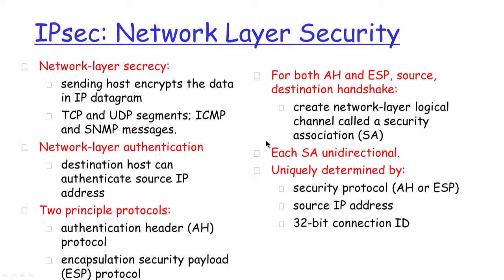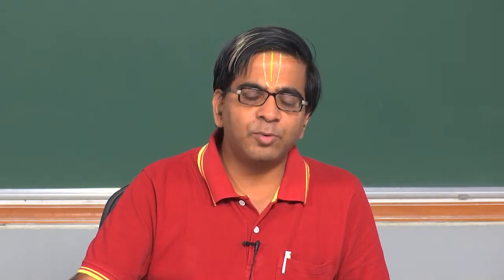How this works is that a security association is created between the two ends, for both the authentication header protocol and the encapsulation security payload protocol, and the security association created between the source and the destination helps provide all these security services. So IPsec is a very comprehensive security mechanism available as part of the network layer, and it provides all the services that I typically require from a network security protocol.